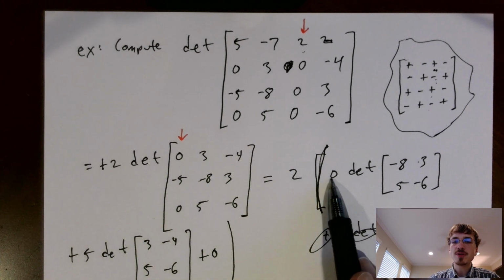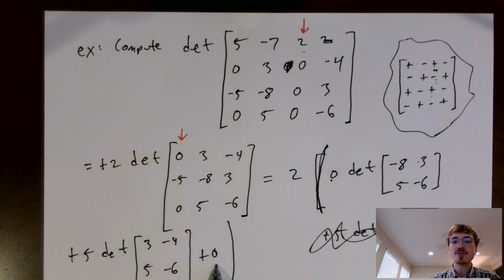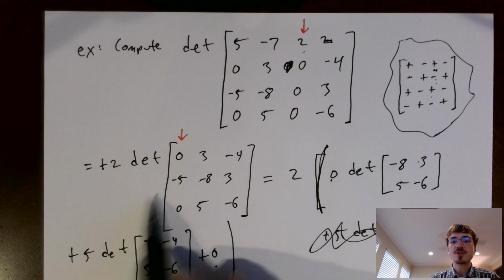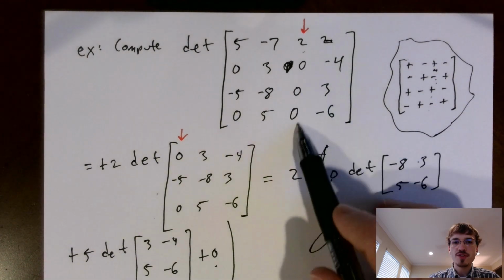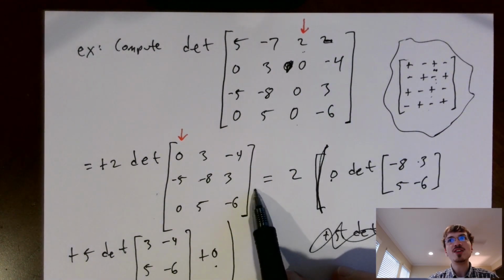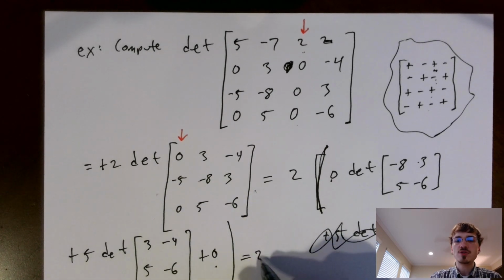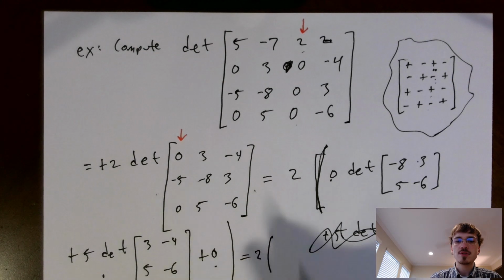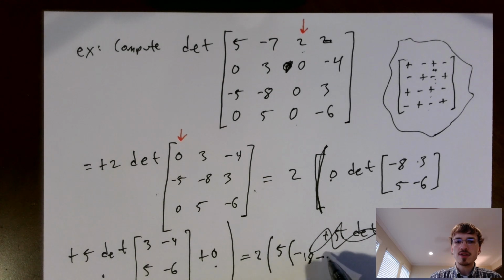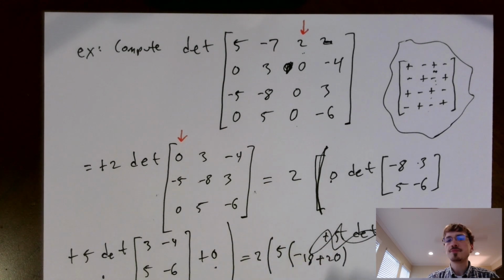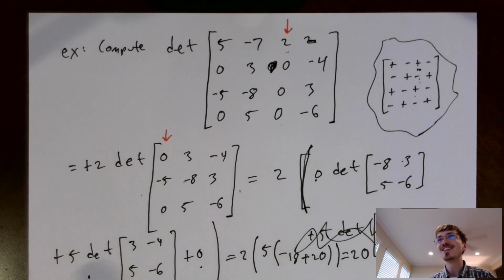So what's really nice about this is that these zero coefficients kill everything. Just like in this first step here, all of these other zeros made this the only thing that we needed to compute. So really, the only thing that we need to compute is 2 times 5 times -18 plus 20. And I think that's 20. There you go. I think that's 20.